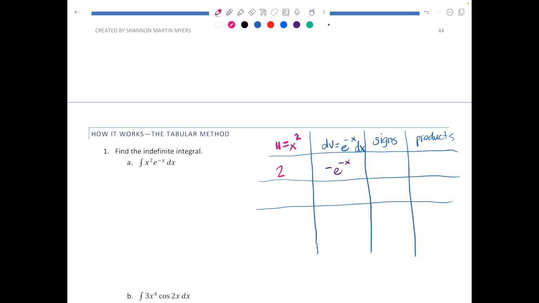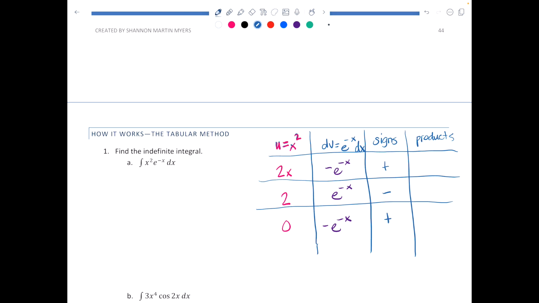If you differentiate, you would get 2x. Differentiate again, you get 2. The last one would be 0. This one, your next integral is going to be e to the negative x. You got to keep going down because you are going to multiply it to the 2, so you'll get negative e to the negative x for the next integral. Our signs, you start positive, minus, you alternate.